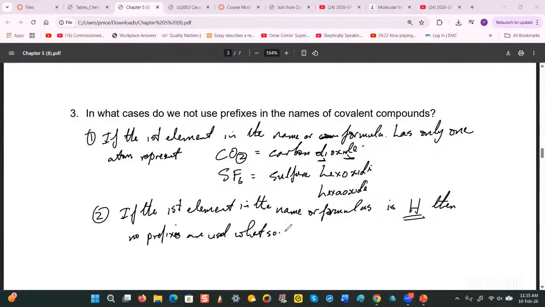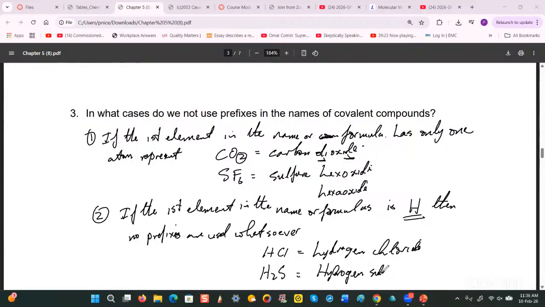All right, so let me give a couple of examples. If you're given something like this, HCl, the name of this compound is hydrogen chloride. And that's it, right? So not monohydrogen monochloride. It's just simply hydrogen chloride. Or if you're given H2S, the name of this compound is hydrogen sulfide. So it's not dihydrogen sulfide, just simply hydrogen sulfide.